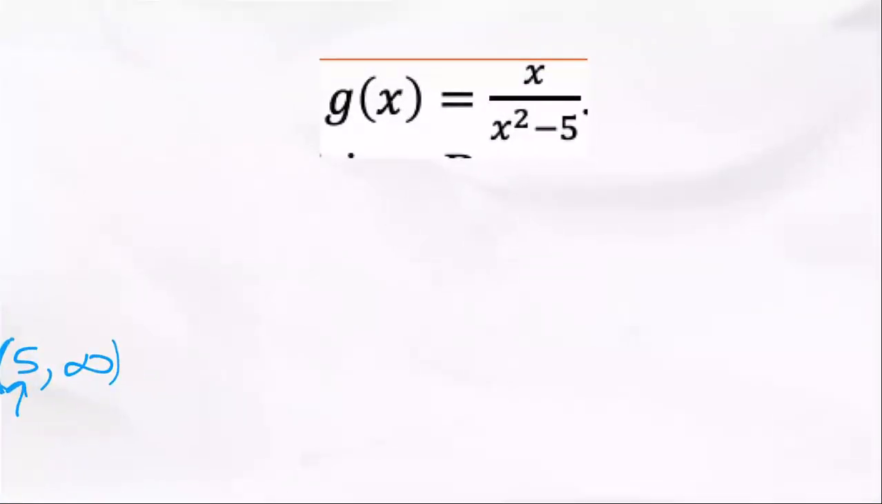All right, let's take a look at this one. Again, I don't care what's on top. If I'm finding the domain, I only look at the bottom. So I take that and I say, what are the numbers I need to take out? Well, I'm going to find out by setting it equal to 0 and solving for those.